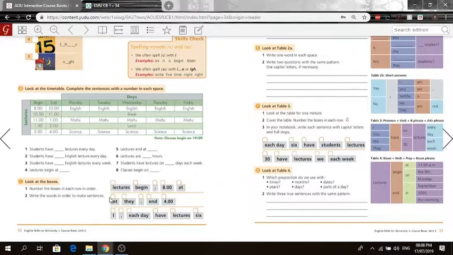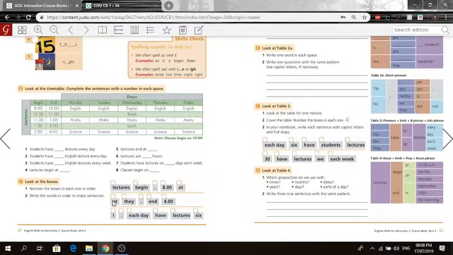Okay, so lectures is 1, begin is number 2, at, because it's a preposition, I want to connect it, so at is number 3, 8 o'clock is number 4. Okay, and basically that's it. Lectures begin at 8 o'clock, and then full stop is number 5. So 1, 2, 3, 4, 5.